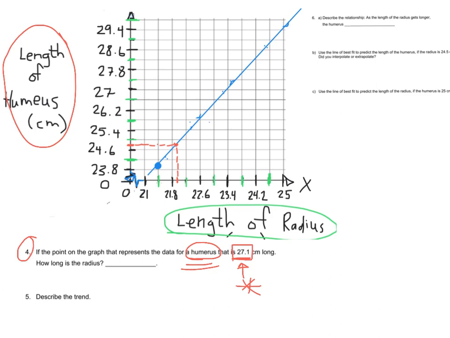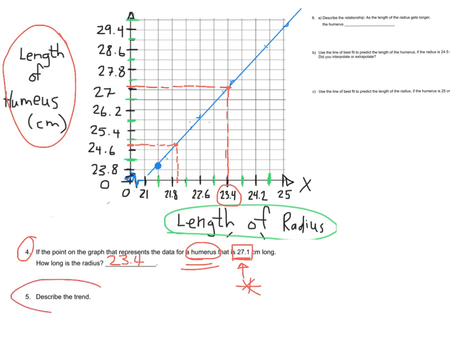So 27.1 is somewhere around here. Okay, so if I follow this all the way to the blue line, it looks right about there. And then if I go down, I can see that that's associated with the number 23.4. So it's very important that you are looking at the blue line to make predictions. These are both interpolations because this is within the data, inside of the data. This wasn't outside of the data.